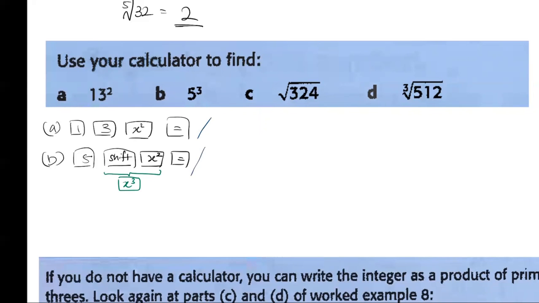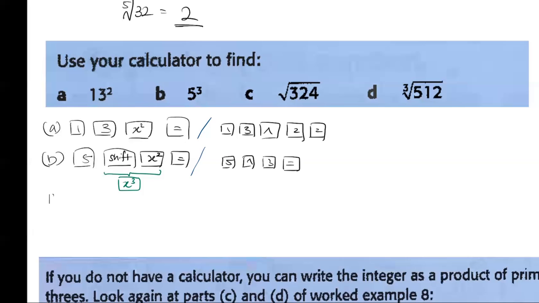Okay, there's one more way that we can go about for both of it, is that we can use the to the power of symbol. So for example, I can write 1, 3, and then I just put this symbol here, and then I put 2, and I put the equal sign. So this is 13 to the power of 2. This is 5 to the power of 3. Then I press the equal sign, and I can get my answer. Okay, square root is the same thing.